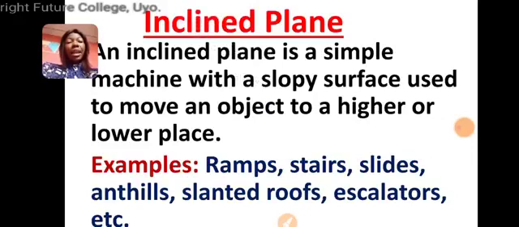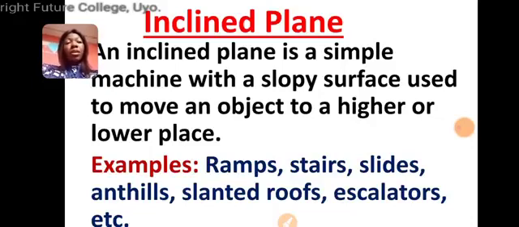An inclined plane, as we all know, is one of the types of simple machine. Am I right? Good. An inclined plane is a simple machine with a slopy surface used to move an object to a higher or lower place. The key word here is what? Slopy surface. An inclined plane is that type of simple machine that has slopy surface.